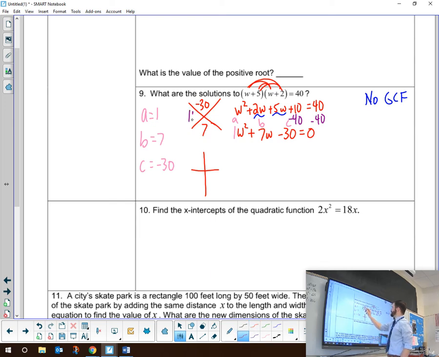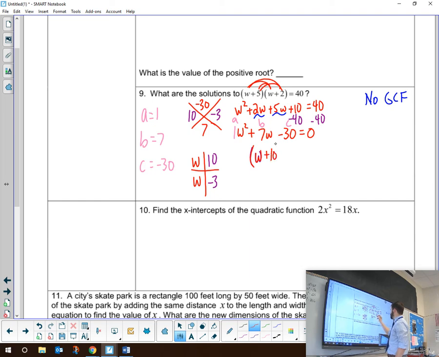What about 10 and negative 3? 10 times negative 3 is negative 30. 10 plus negative 3 is 7. So we're going to plug in my AX, except this time my X is a W. And then I'm going to plug in a 10 and a negative 3. And then I can't reduce these. So here are my factors.